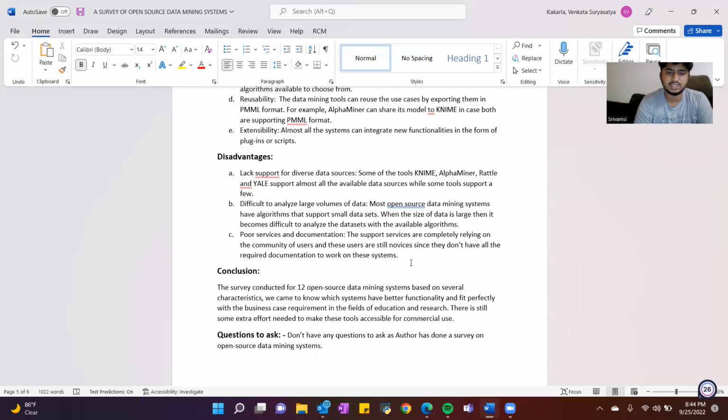Coming to the conclusion, the survey was conducted for 12 open source data mining systems based on several characteristics. We came to know which systems have better functionality and fit the business case requirements in the field of education and research. Some extra effort is still needed to make these tools accessible for commercial use. As for questions to ask, the author has already stated the advantages and disadvantages, and I don't have any questions, as the author has already done a survey on open source data mining systems.